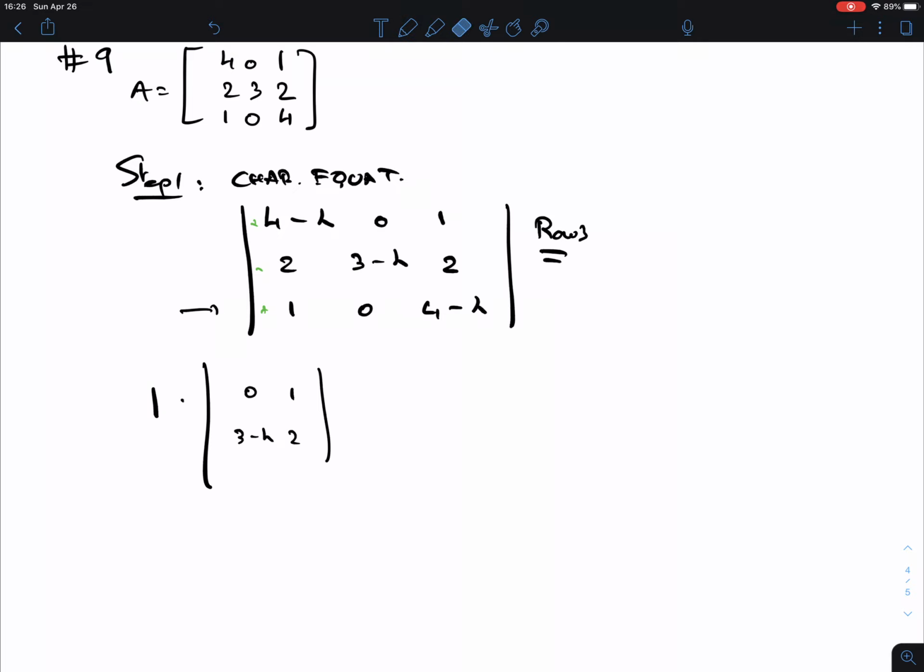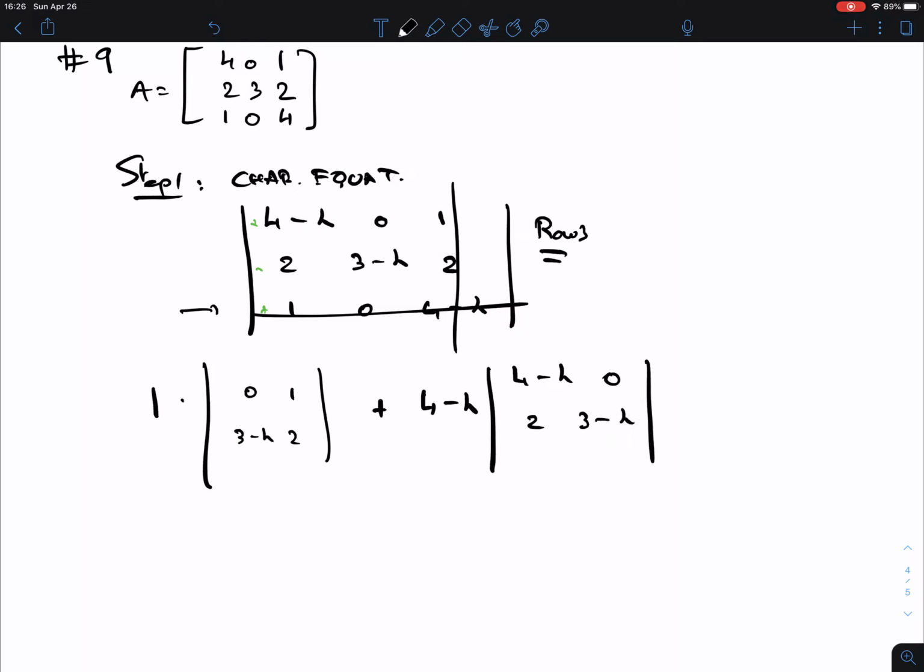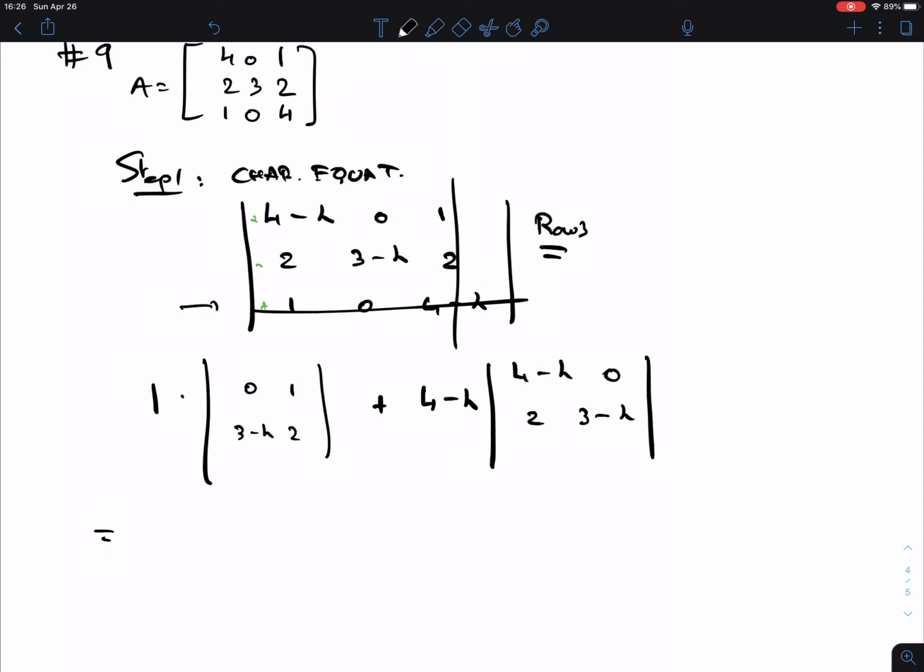And then we have to do this for every element in the row. The next one is 0. Luckily, that's why we chose that. And then the last element is again with a plus sign, because the sign alternates. So we have 4 minus lambda. And then what we're left with is 4 minus lambda, 0, 2, 3 minus lambda. And you see, it might sometimes be quicker to do it this way. Okay, now we have 2 by 2 matrices, so we have a 1 here.